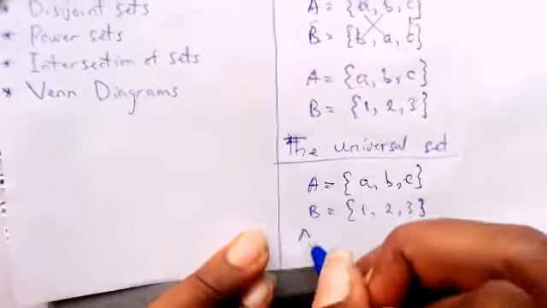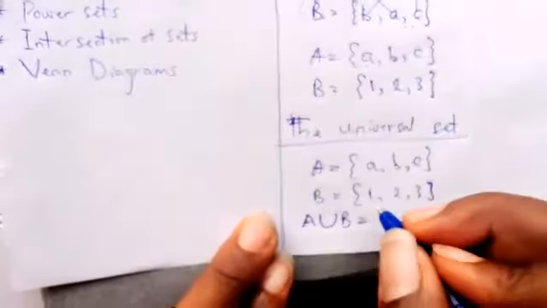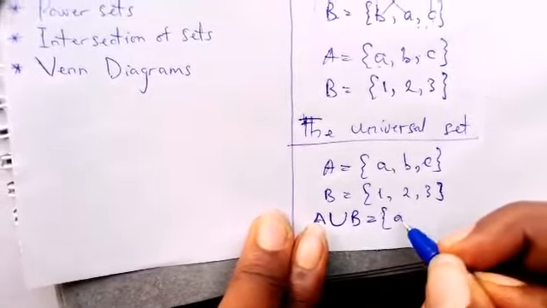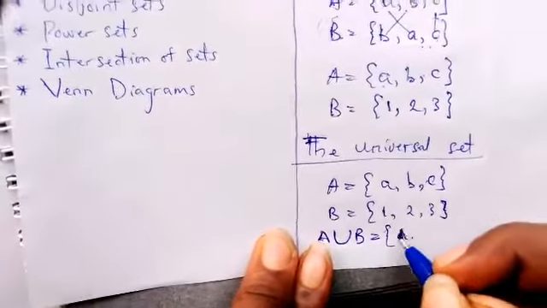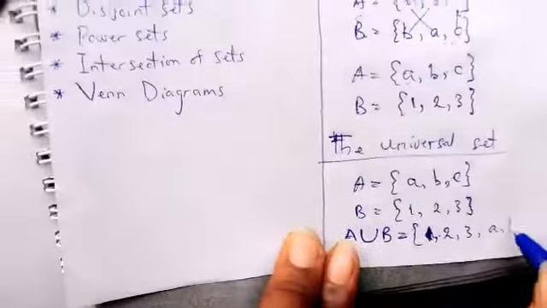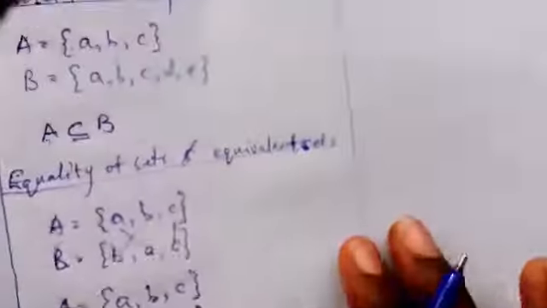Then their union, which is denoted as A union B, is a set that contains all the elements in consideration. And look at it, 1, 2, 3, a, b, c. This is the union of these two sets.